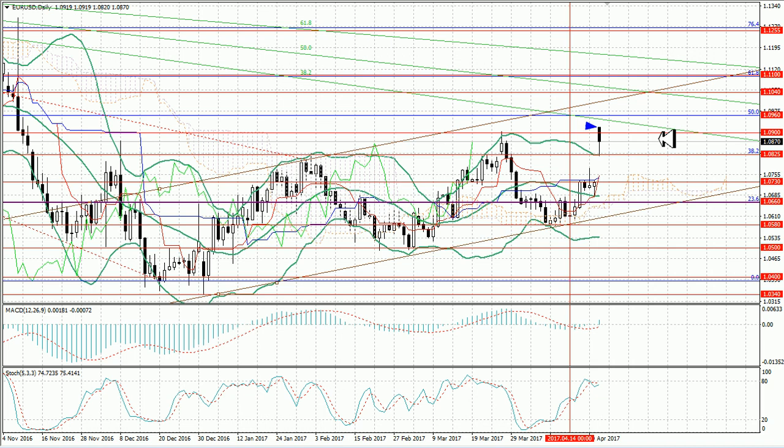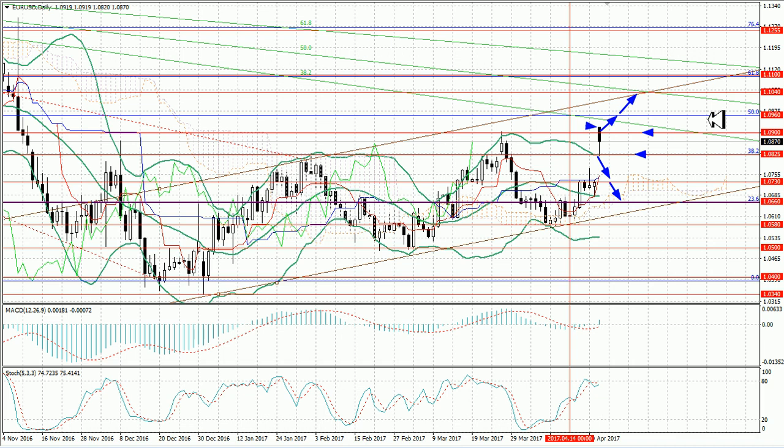Now the price is corrected to the level of 1.0825, which coincides with the upper border of the Bollinger Bands and Fibonacci correction of 38.2%. The breakdown of this level will lead the pair to lower further to the levels of 1.0730 and 1.0660. Otherwise, after the price consolidates above 1.09, it can grow to the levels of 1.0960 and 1.1040. Still, this scenario is less likable.